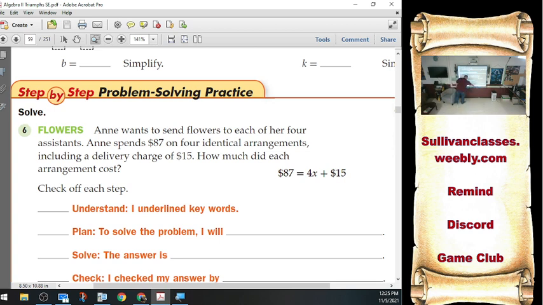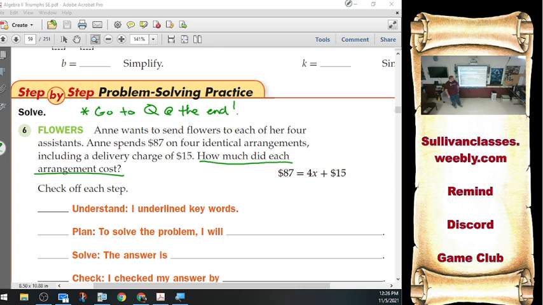I've really been hammering on this with my algebra half that comes in right after you. I actually tell kids the very first step that you should do is go to the question at the end, because it tells you what you're even trying to figure out. It tells you what your variable is. How much did each arrangement cost?